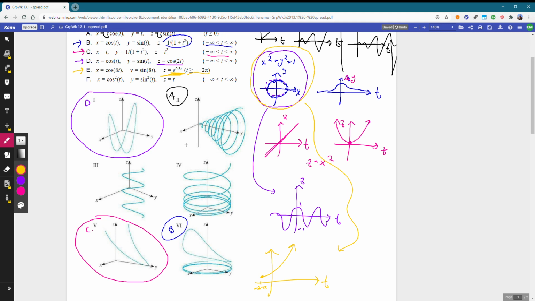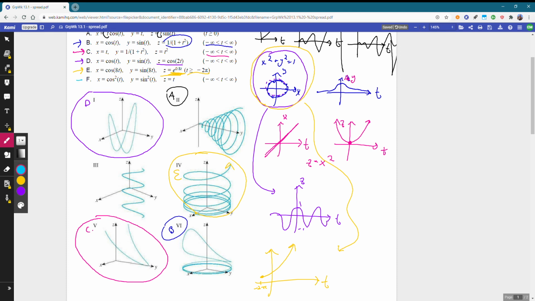Again, in the x and y direction, we're moving around the unit circle. And so if we look at our 6 possibilities over here, it looks like 4 is standing out. We're moving around the unit circle, right? Z starts off small, and then as we move around, z is getting bigger and bigger, and we'll keep on growing. So there's E.